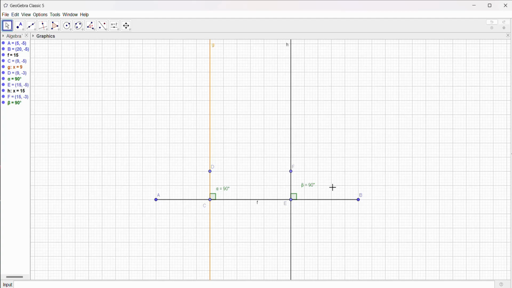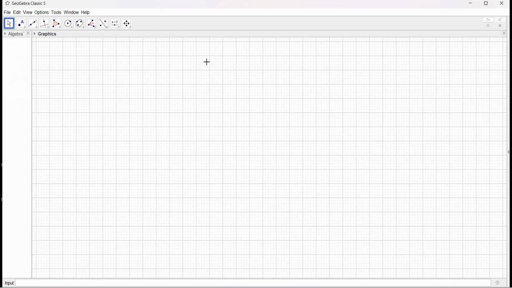Now I am going to explain the perpendicular bisector. For that, I'm going to open another window, a new window, and in that I will show you. Now here I have opened another window and I am going to explain the perpendicular bisector. I will be drawing the perpendicular bisector on a line segment. So let's draw a line segment. This is my line segment AB and I'm going to draw a perpendicular bisector on it. So let's draw a perpendicular bisector.